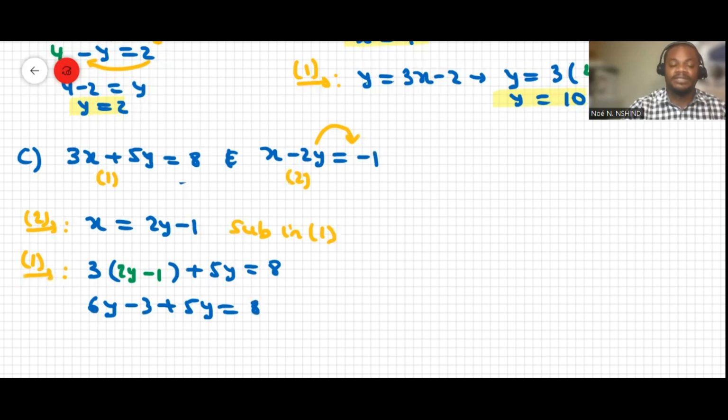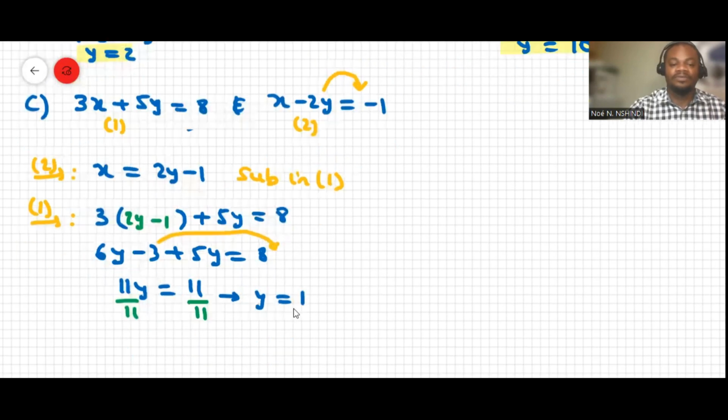6y plus 5y makes 11y. And then if I move this negative 3 over, it will become positive 3 there. 8 plus 3 is 11. Now we divide here by 11, and there also by 11, and then we get y equal to 1. Now that we get the value of y, we can just substitute that value of y over here.